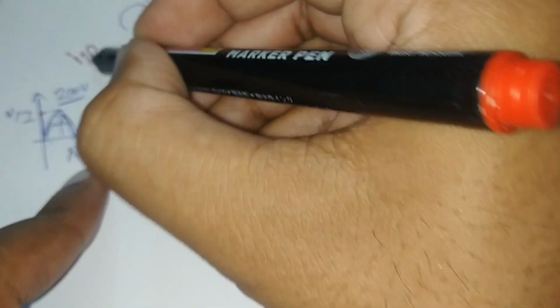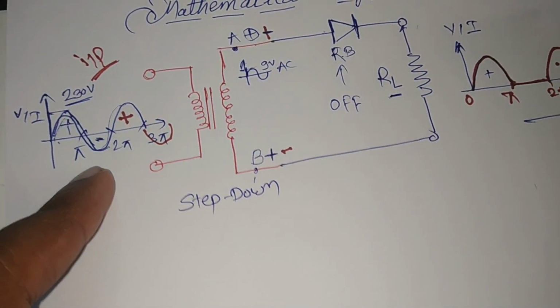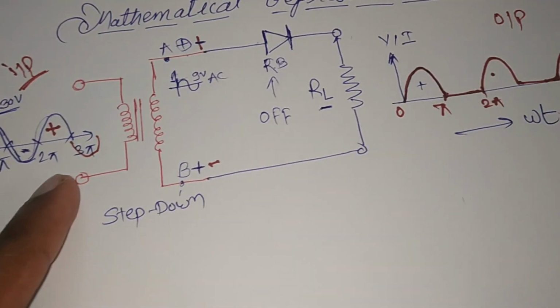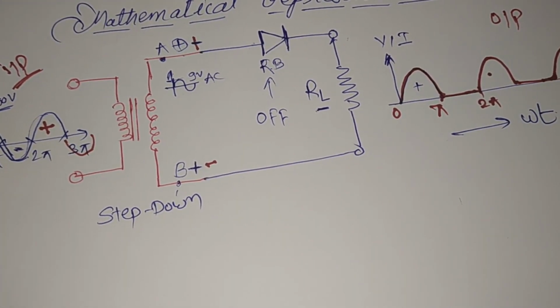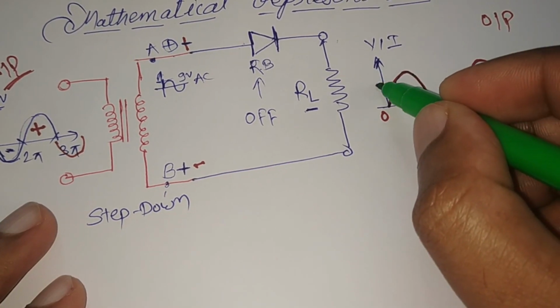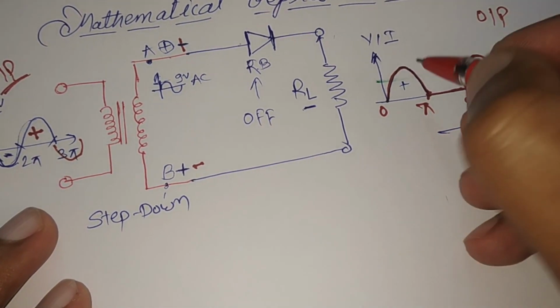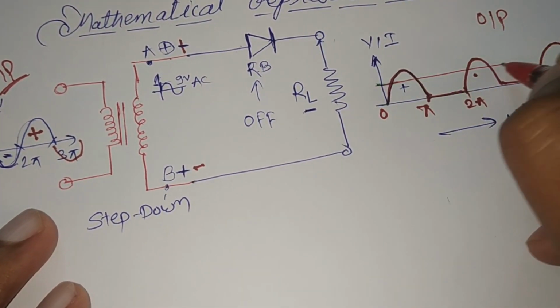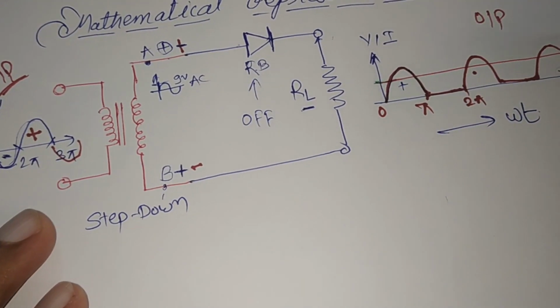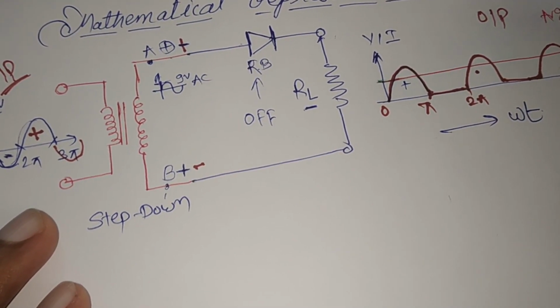This is our input and this is our output. As we discussed earlier, we have to use filters to make it more DC. Right now it doesn't look like DC. It is not even near DC. But we can calculate the average DC, how much average DC is present in this particular output waveform. If we want to take the average, the average line will be somewhere in the middle, and from it we can calculate the overall average DC. That we will see mathematically.